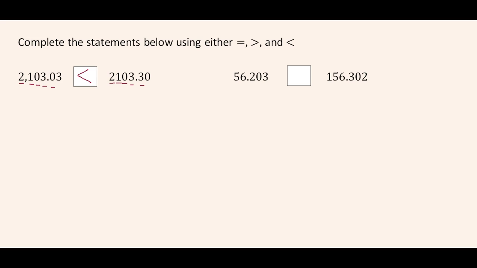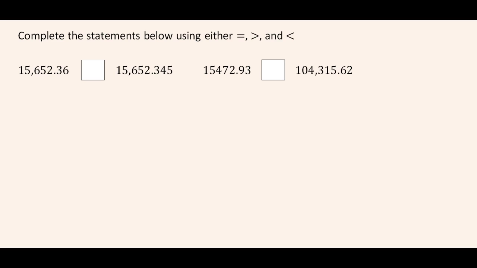In this case, we have 3 digits before the decimal on the right hand side and 2 digits before the decimal on the left hand side. So I'm going to put a 0 here, 056.203. So I'm going to compare 0 with 1, and my alligator's mouth is going to open to this bigger number.